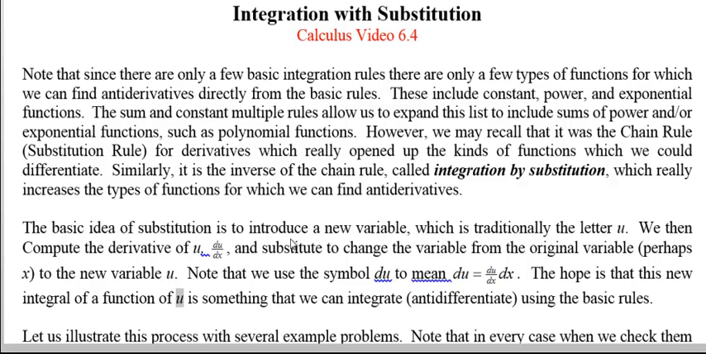This is Jack Jackson. Today we're going to be talking some more about finding antiderivatives, or integrating. In this video we're going to talk about the technique of integration by substitution.